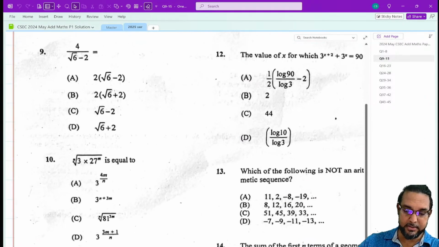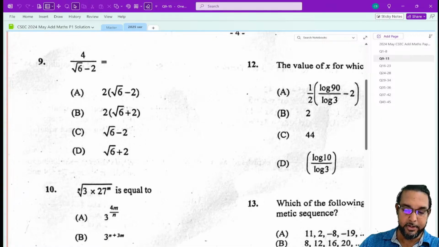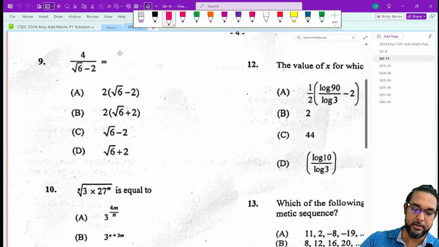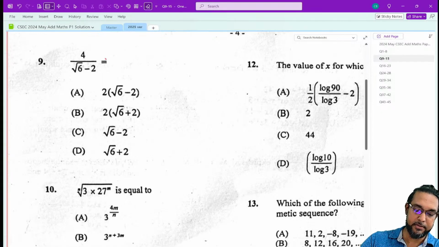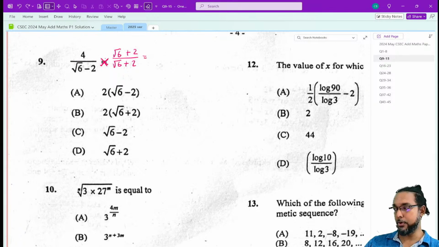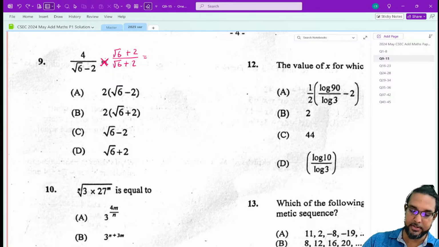Well, maths is like that sometimes. Okay, 4 over root 6 minus 2. So they want us to rationalize the denominator. So we're going to multiply by what we call the conjugate of the denominator. And the conjugate is that factor which when multiplied by the original will cause it to become a difference of two squares. Yes, that is correct.